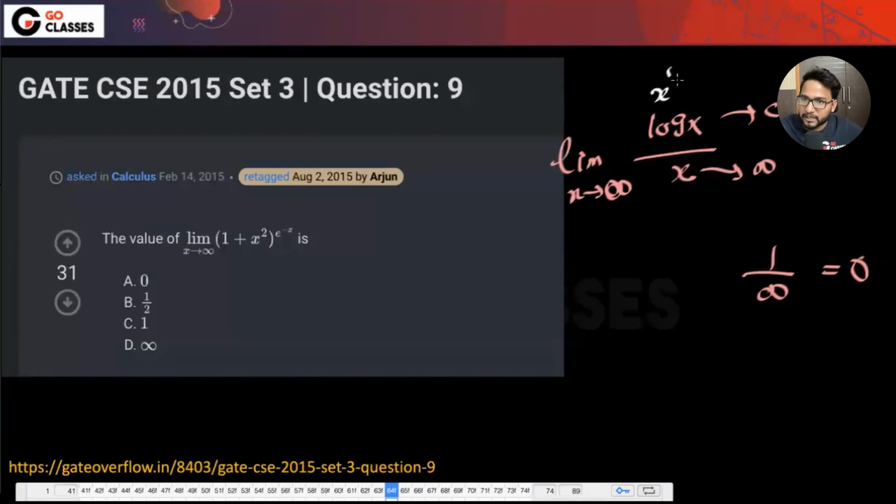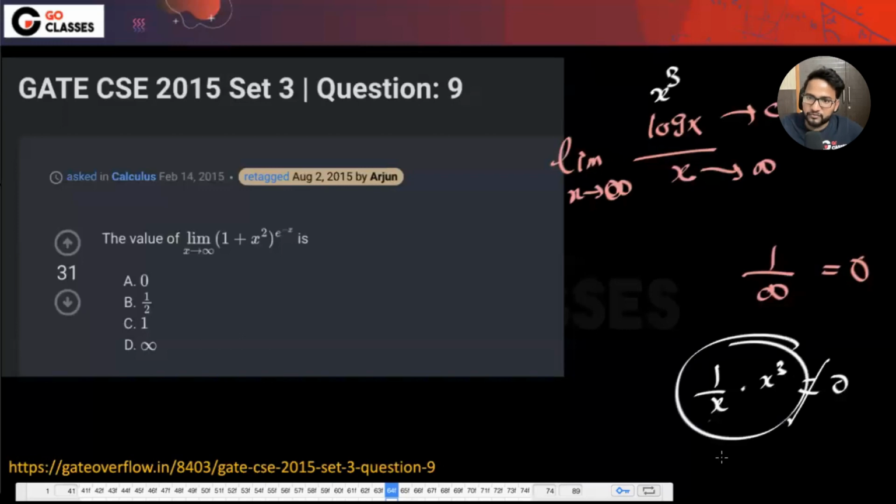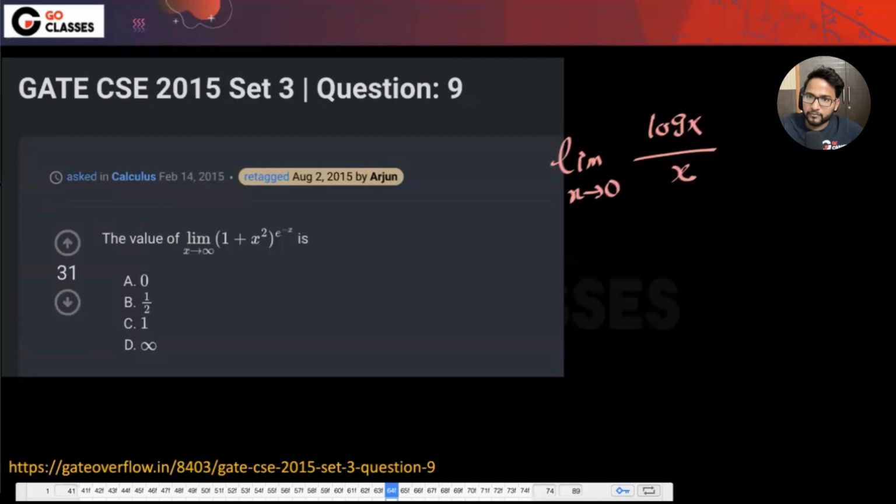Basically, let's suppose if it is x cube, then it is x cube upon x. It's not like 1 upon x into x cube is also 0. Okay, it's not like that. If x is infinity, then this number is infinity.